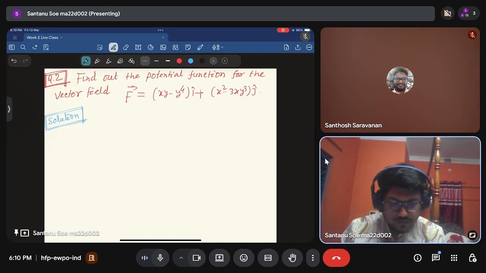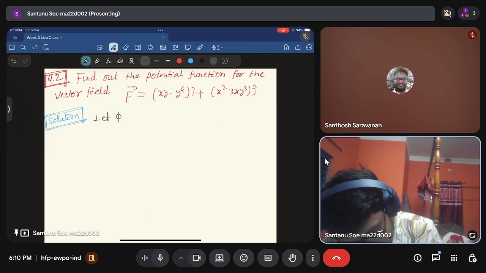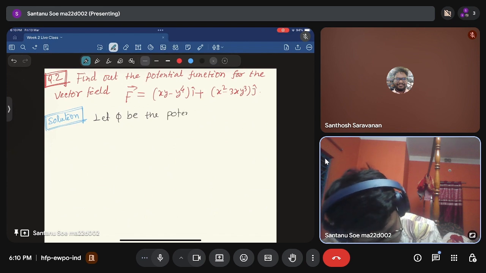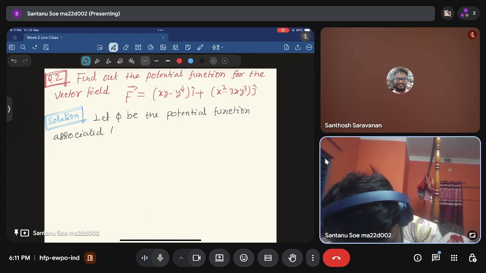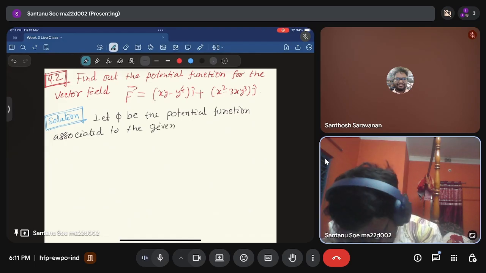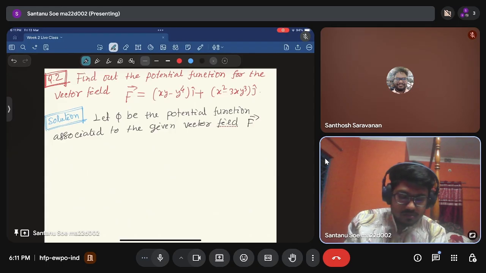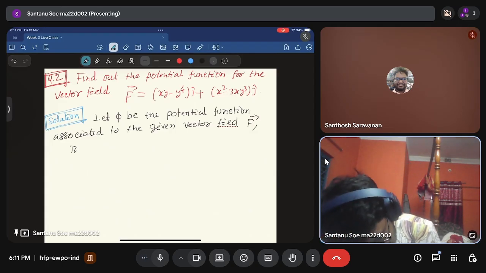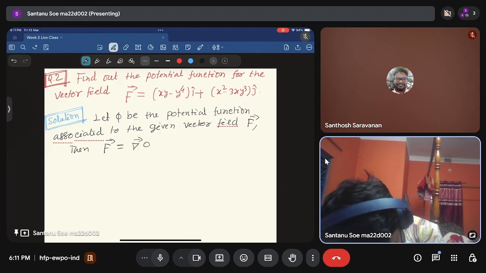So what is meant by a potential function? A potential function is a scalar function such that if you apply the gradient, then you will get our given vector field F. So that means let phi be the potential function associated to the given vector field F, then this vector F is the gradient of phi. Okay.